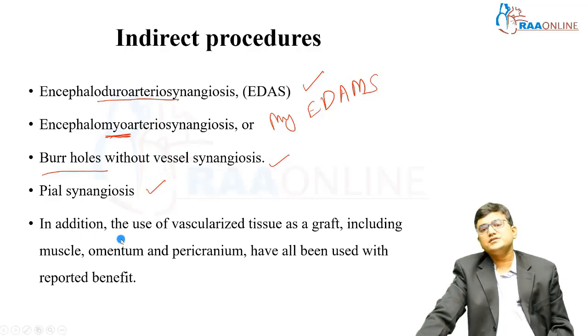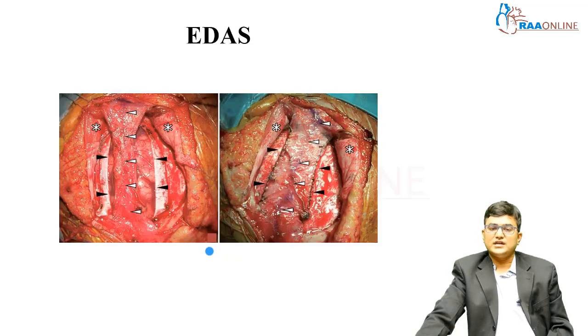In addition to the use of vascularized tissue such as a graft with a pedicle, as you can understand, the dura as well as the myo, the temporalis muscle, are all pedicled, and you place the pedicled grafts on the brain. Sometimes you can use a graft which is an omentum or a pericranium, and these have also been reported to have some benefit. But I think the most commonly used indirect procedures are EDAS and EDAMS, and pial synangiosis is also done by some surgeons as an additional step.